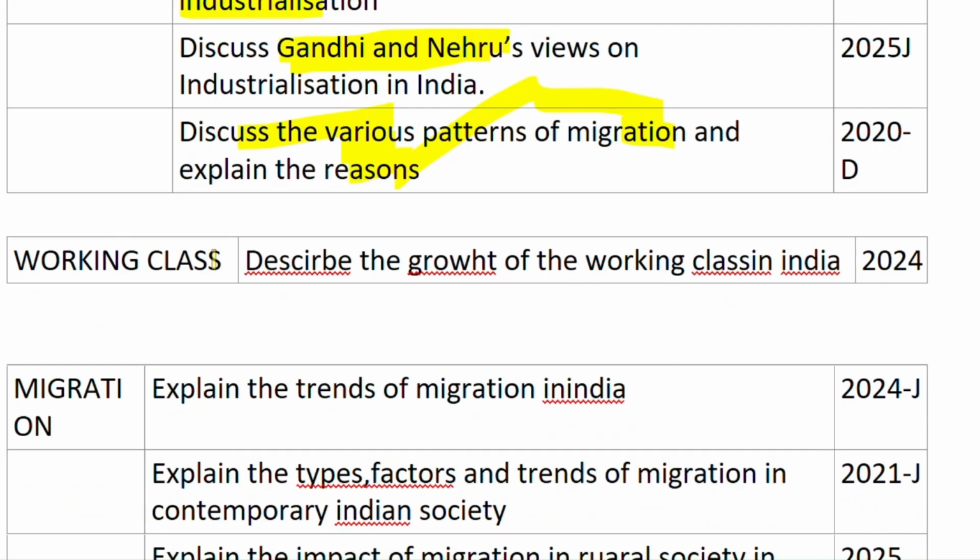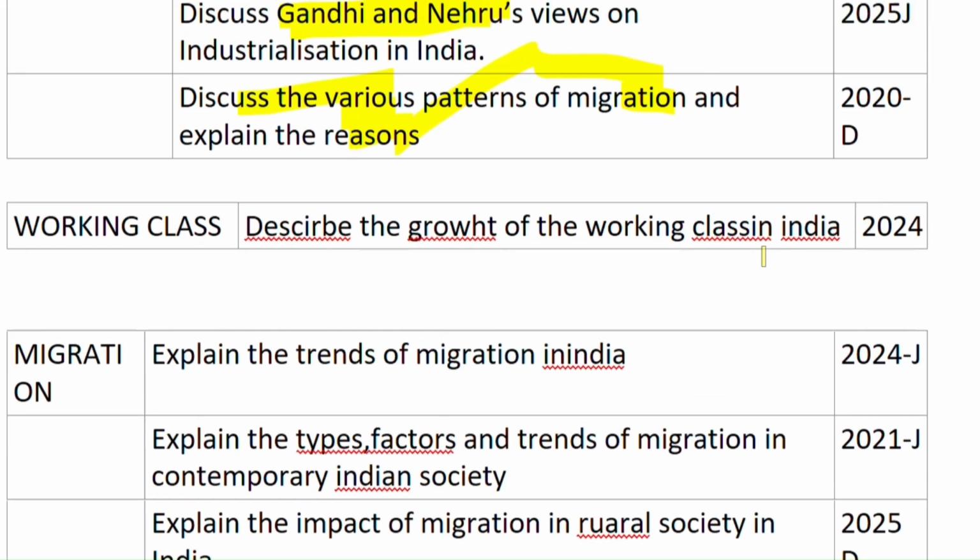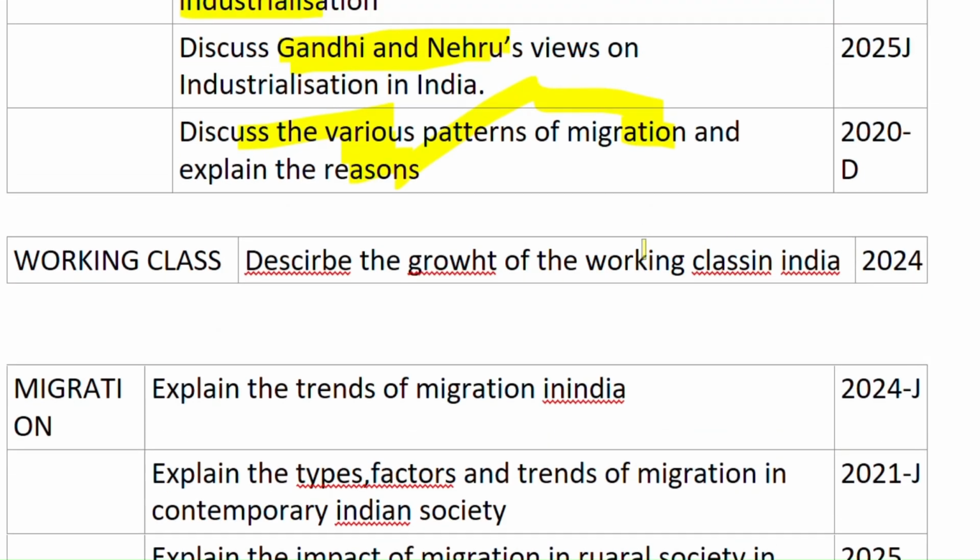Now let's discuss the working class. Describe the growth of working class in India. Many times it has been asked, and working class usually means the middle class family. So it has been interlinked with that topic. If you learn working class and middle class together, then it will be a huge reward.